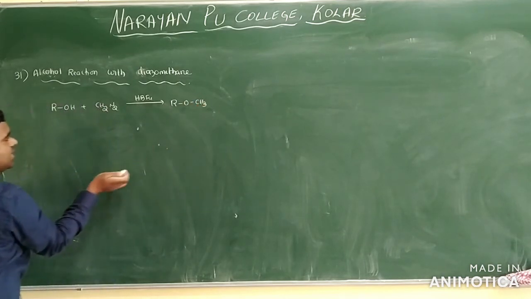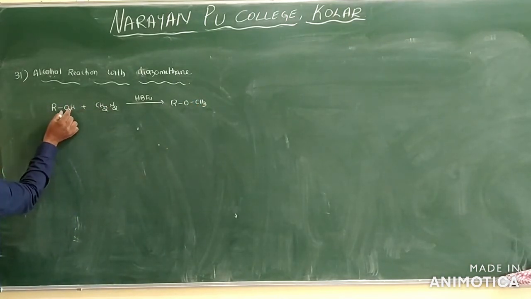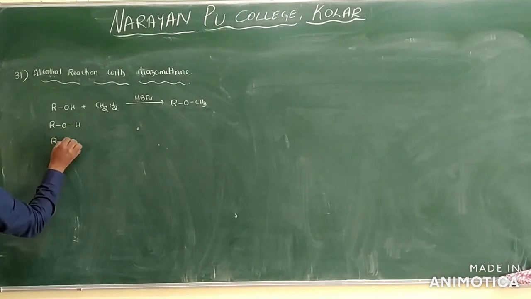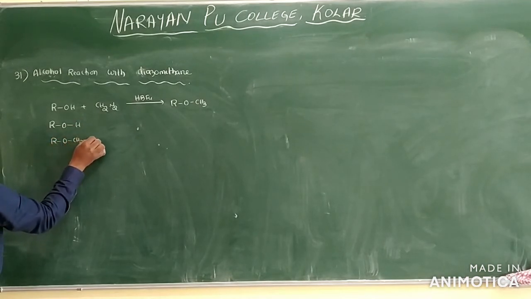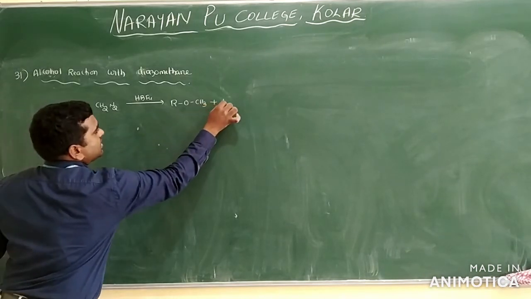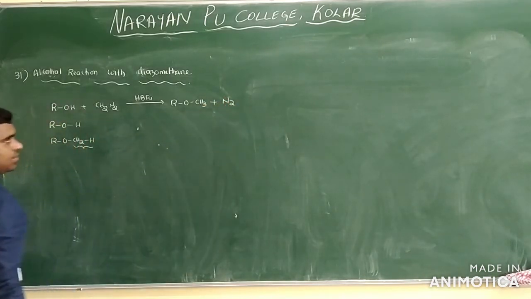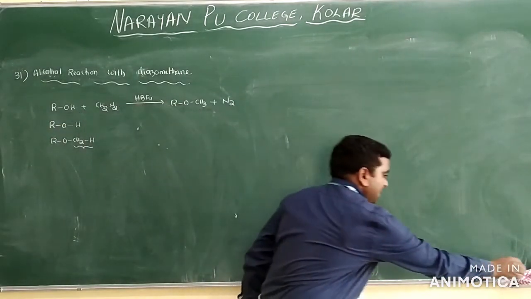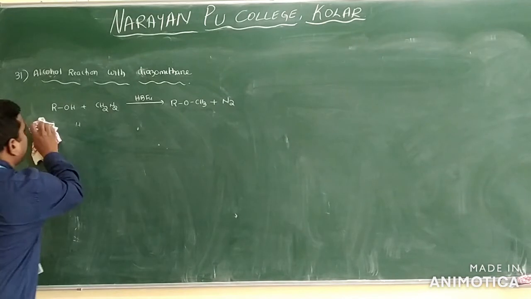Simply, this CH2 will be inserted between the oxygen and hydrogen. See, this is ROH. Now you put the CH2 in the middle, then you get ROCH2H, that is ROCH3, that only I have written, plus N2. Clear? So this is one of the preparations of ethers. Clear? So how does this reaction take place?